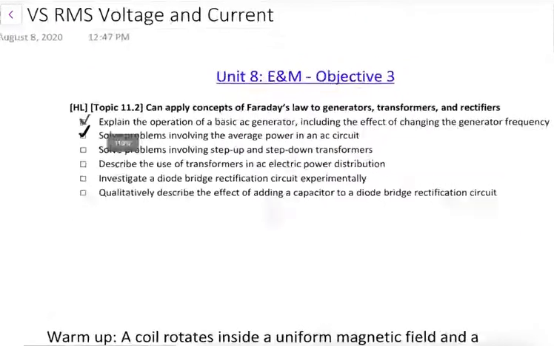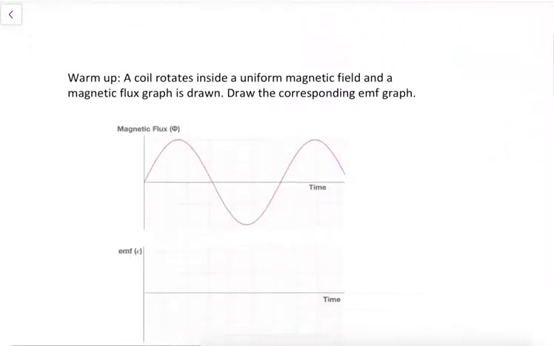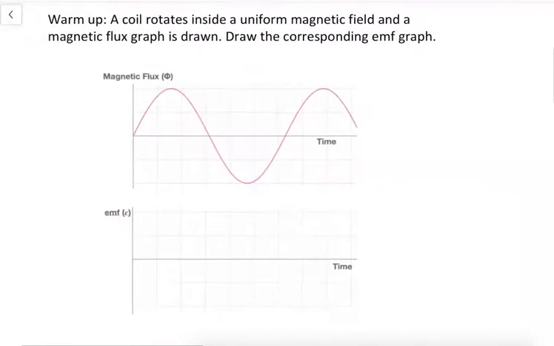So due to the nature of alternating current, where we have an alternating voltage and current, the average is kind of hard to calculate, so we're going to show you the way to do that. So in this warm-up, a coil rotates inside a uniform magnetic field with the magnetic flux graph shown. Draw the corresponding EMF graph. So go ahead and pause it right now, and I will return with the graph.